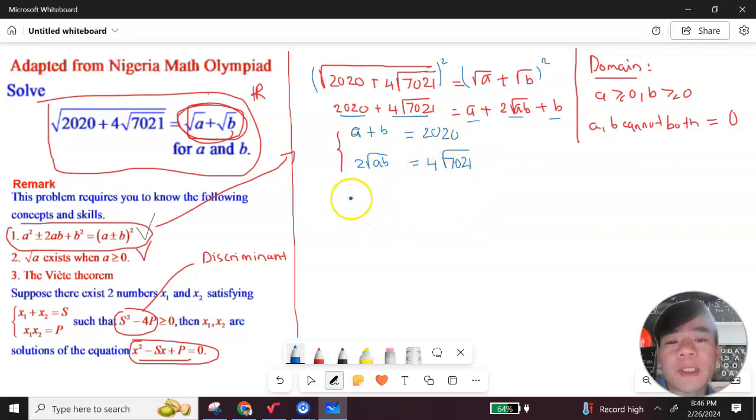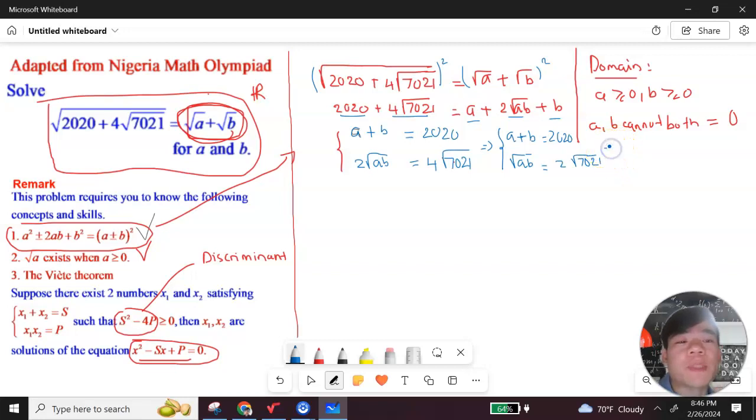Okay. Now the top, I just keep it. Now the bottom. This is A plus B equal 2020, and this is the bottom. It should be root AB. Alright, divide both sides by 2. So I have 2 root 7021. Right. Okay. Next one.